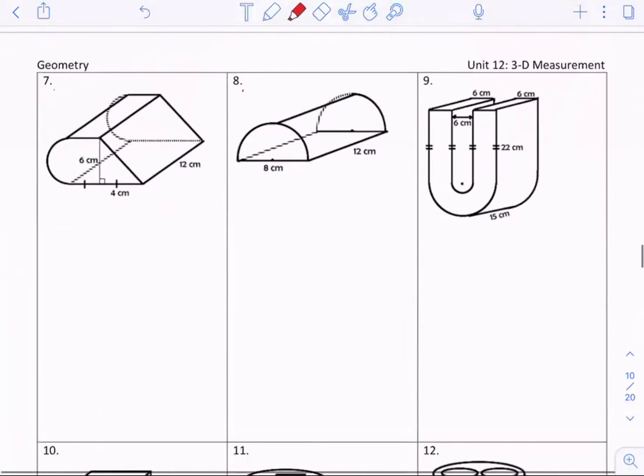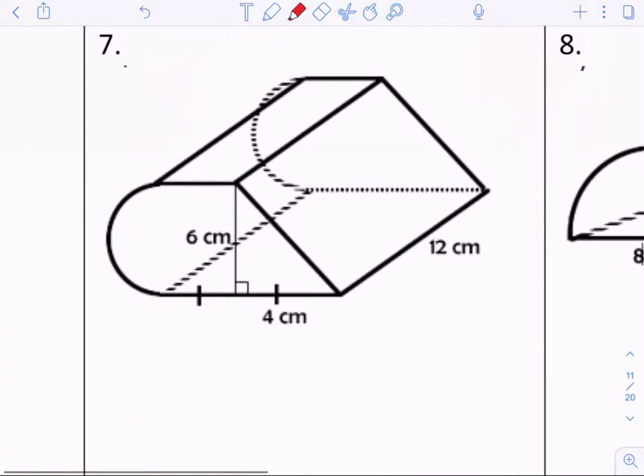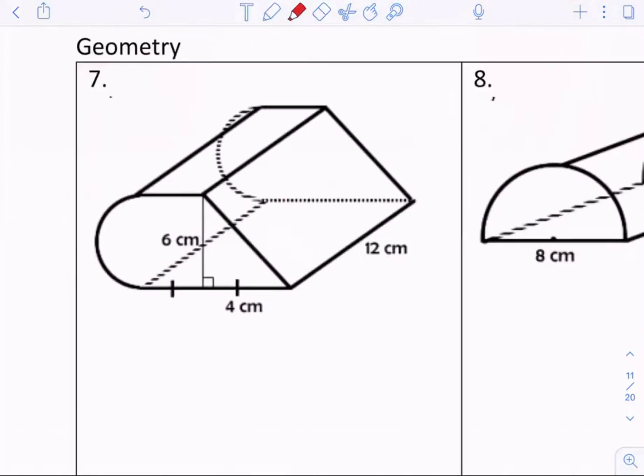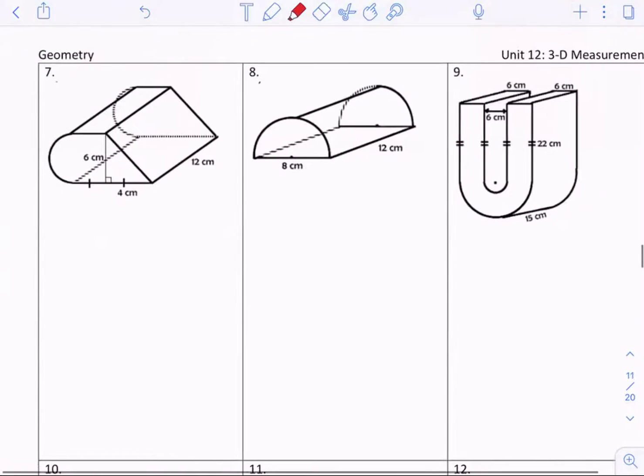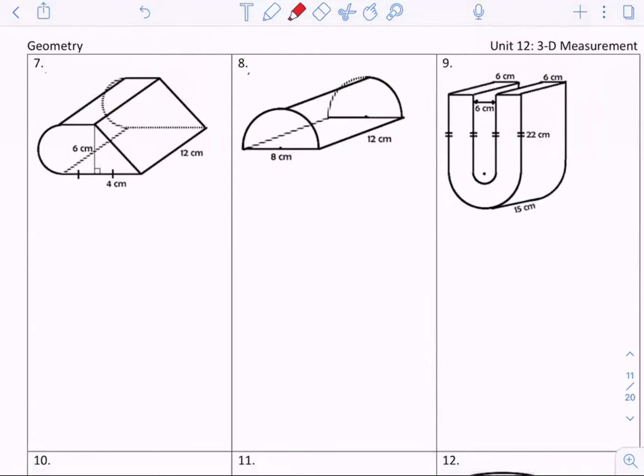Again, you're breaking up the shapes. Here you have 3 different shapes. I'm going to see if you could figure that out on your own. 3 different shapes. Okay? Number 9 is actually a very nice challenge. You're going to have to break it up.